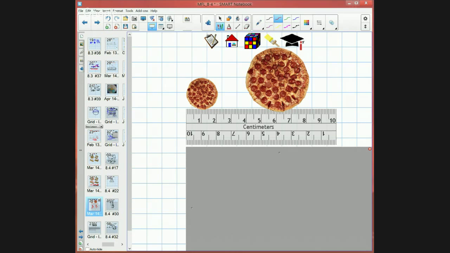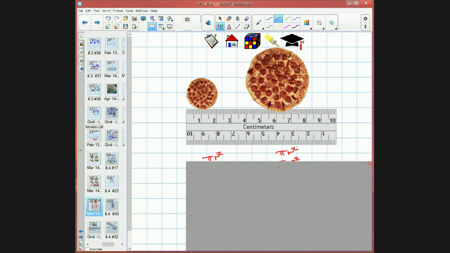Twice as tall and twice as wide. I know you can't really make a pizza that's 2 centimeters in width, but the only reason I laid the ruler down is so you could see that one truly was twice as big. So this one over here is a 2 centimeter diameter. This one over here goes from 4 to 8. It's 4 centimeters. So we literally have what? Twice the diameter and twice the radius.